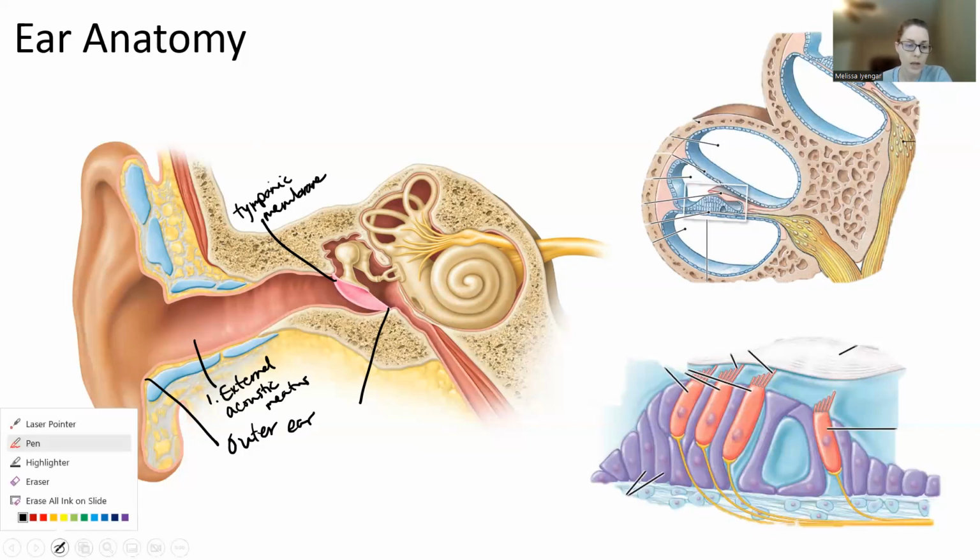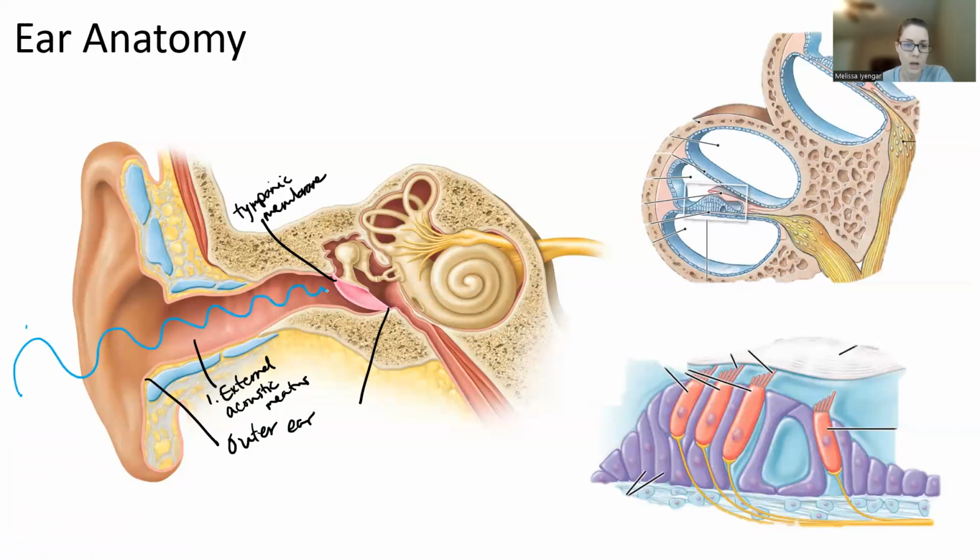So essentially, this is how a sound wave is going to work. Maybe I shouldn't make it in blue, but it's fine. Let's just imagine air. Okay, we're going to have a sound wave that's going to come into the external acoustic meatus, or auditory meatus or canal. It's all kind of the same thing. And it's going to hit the tympanic membrane.